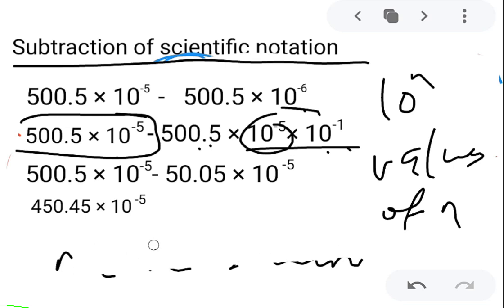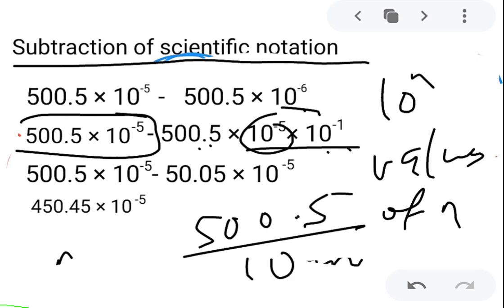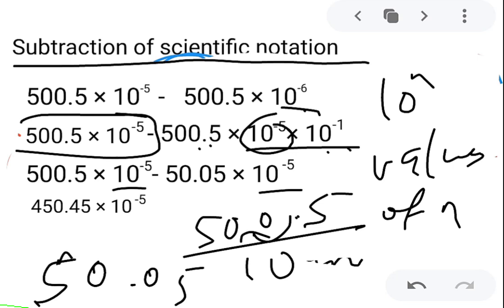So how will we be doing it? This is the thing of lower standards, that is 500.5 upon 10. 10 raised to minus 5 means upon 10. So I am shifting the point. So it is 50.05. Now the number becomes the same, taking out common, and after that just doing a subtraction.